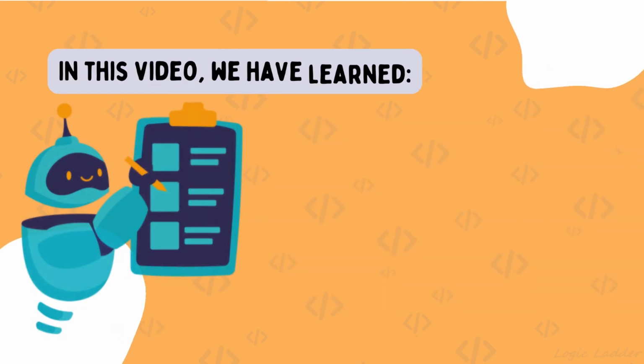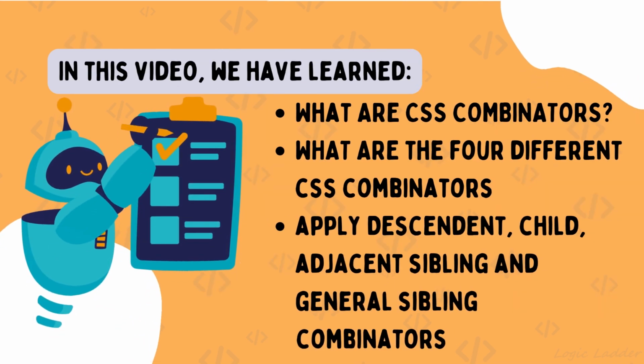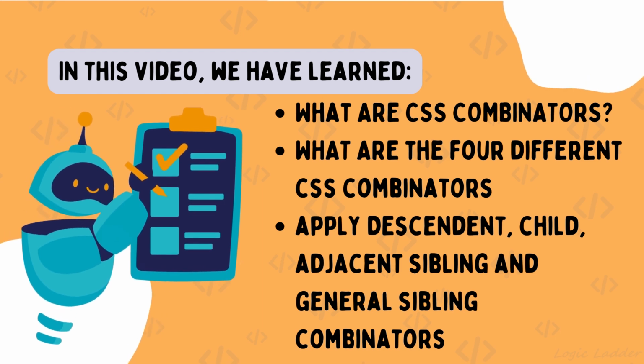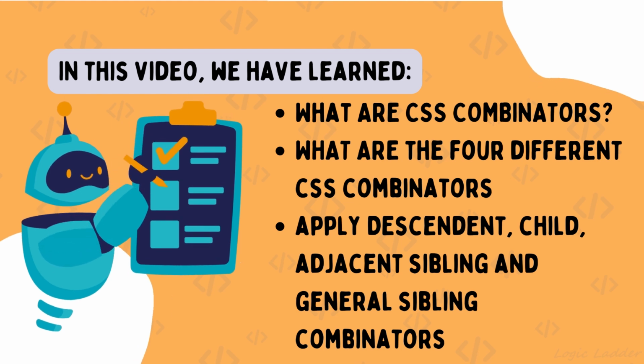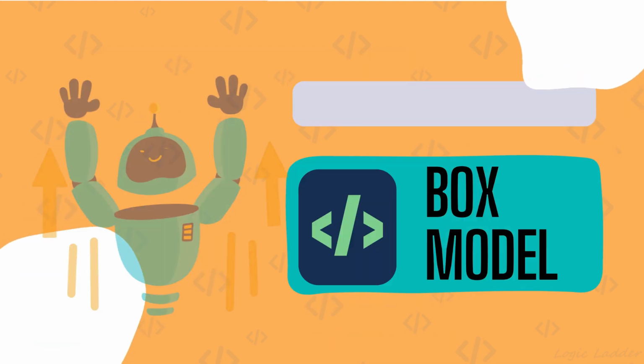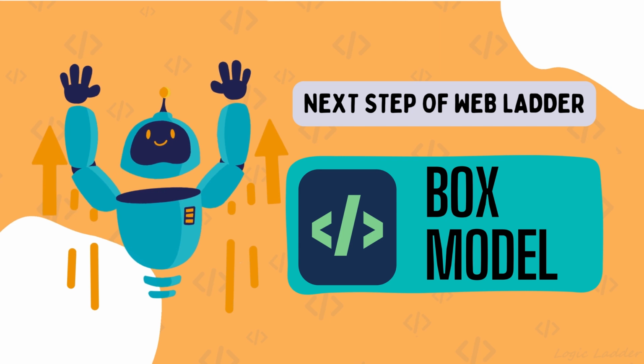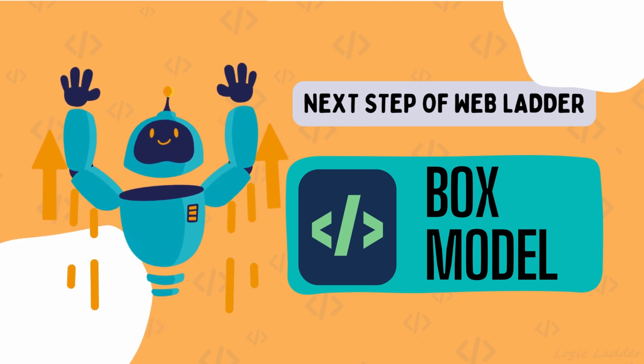In this video we have learned: what are CSS Combinators? What are the 4 different CSS Combinators? Apply descendant, child, adjacent sibling and general sibling combinators. In the next video, we will explore what a box model is and the basics of layouts.